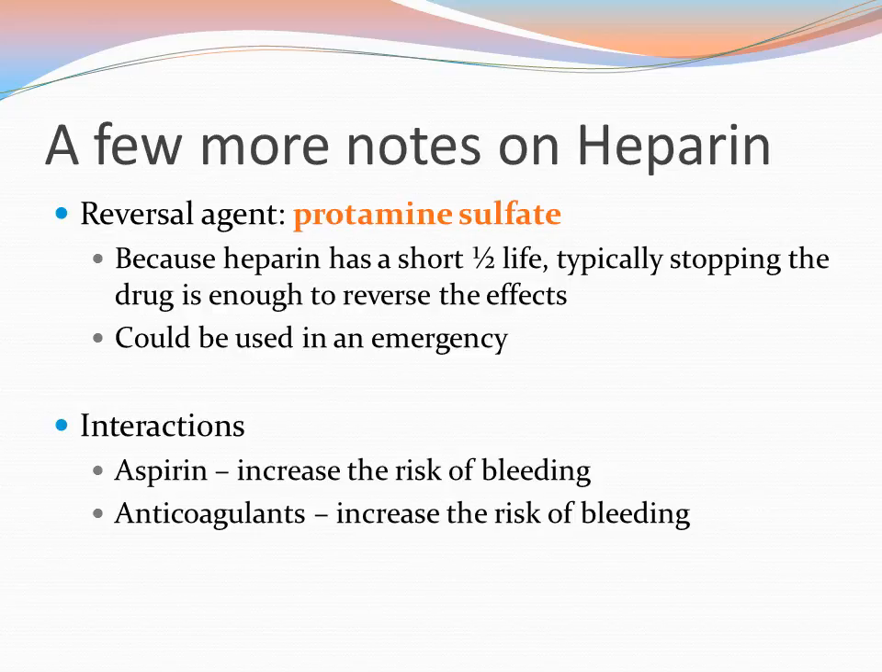Some of the interactions on heparin too, the only 2 you need to know, there's certainly more that if we want to get in depth we could, but the 2 I want you to be really aware of is anything that alters the coagulation is also going to interact with heparin. So aspirin is an antiplatelet. It's going to work on preventing blood clots on the platelet side. If you give both aspirin and heparin, or aspirin and any anticoagulant, it's going to increase the risk of bleeding.